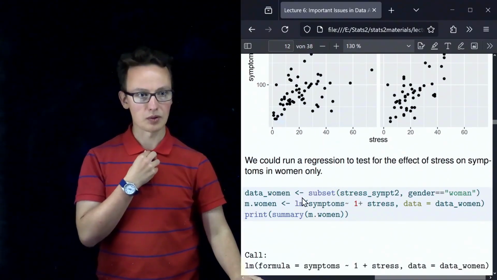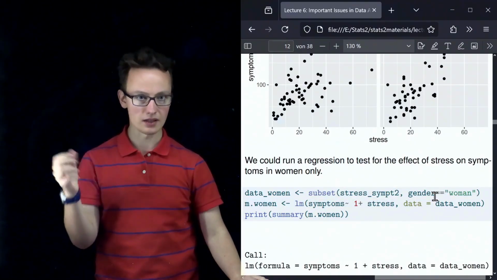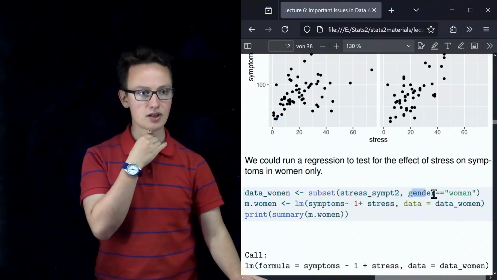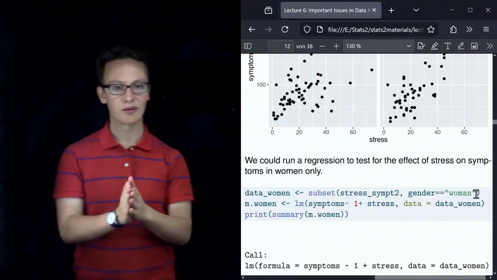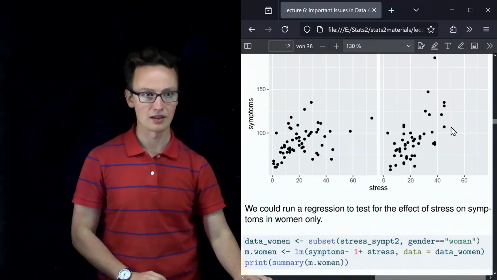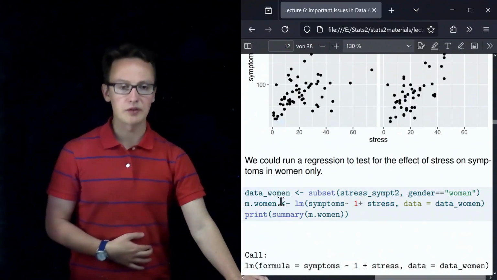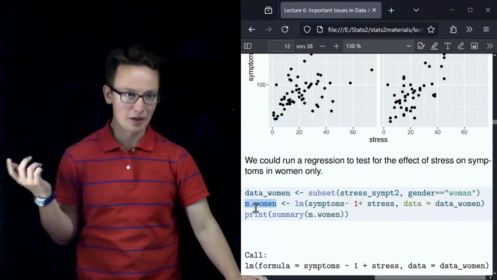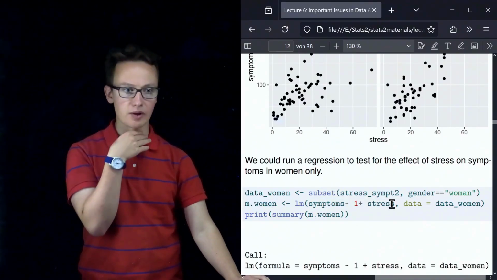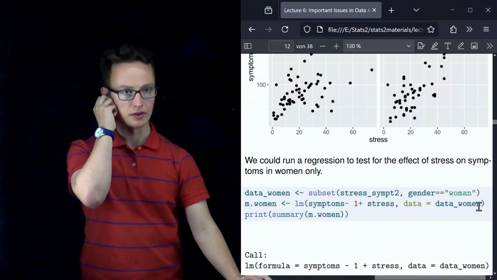So we create a subset of our data set after we've loaded it in using read.csv, read.table, and so on, of course. And we say we want the subset of this data set where the gender is woman. That is, we only have a data frame now that includes observations from women. So only these data on the right. This data is now discarded entirely. And we can fit a model, calling it m.women, for example, which will predict symptoms based on the stress level, a simple linear regression, but only on this subset of data, which is about the women.